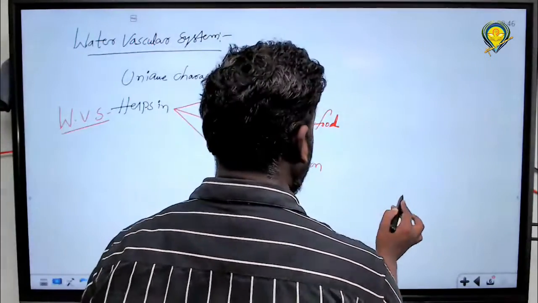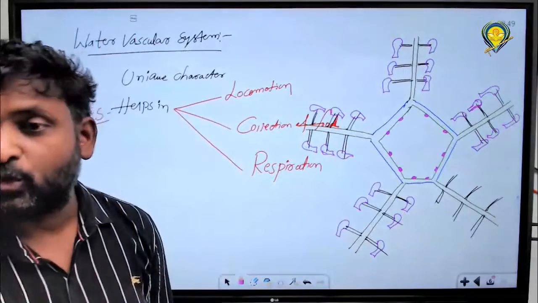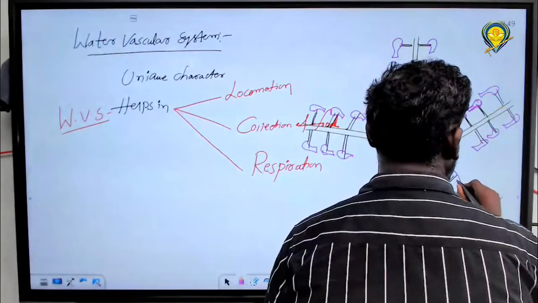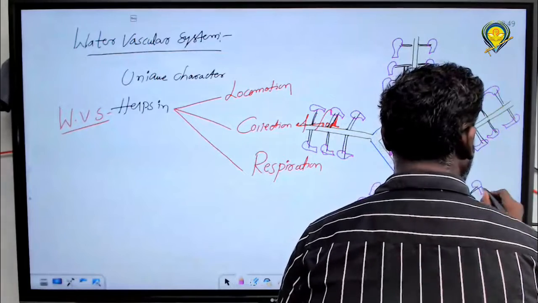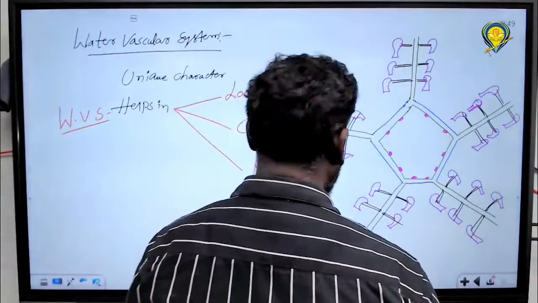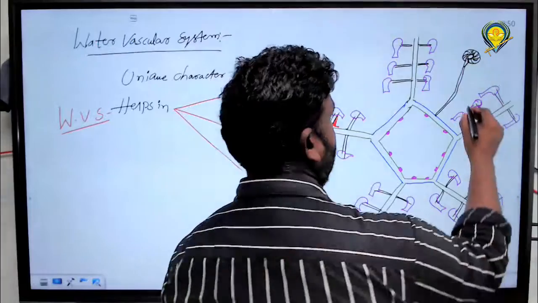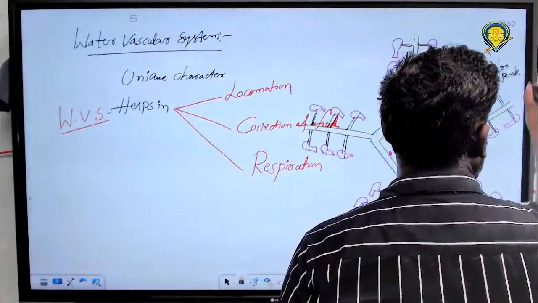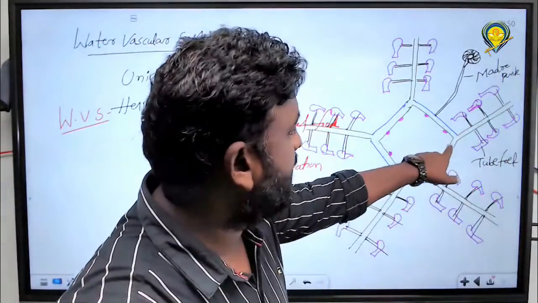Now, I'm going to draw it. How does it look? Those are nothing but tube feet. This is a diagram of it. This is the madreporite. What is it? Madreporite. And this is the radial canal.